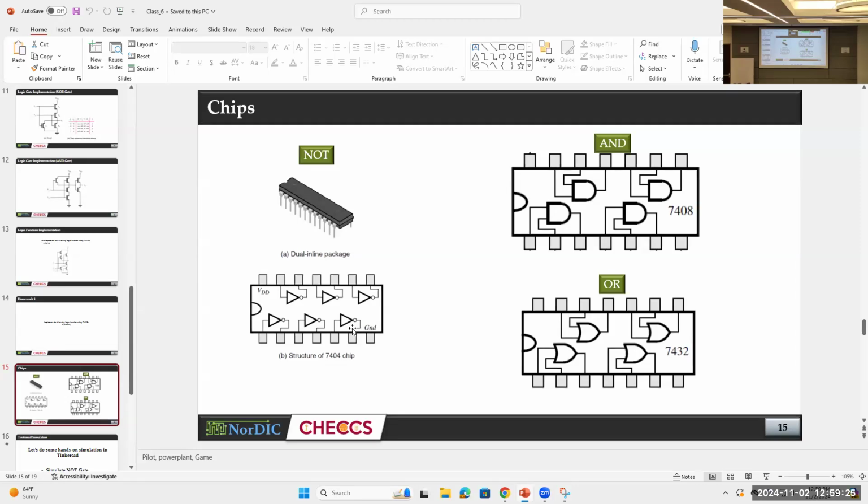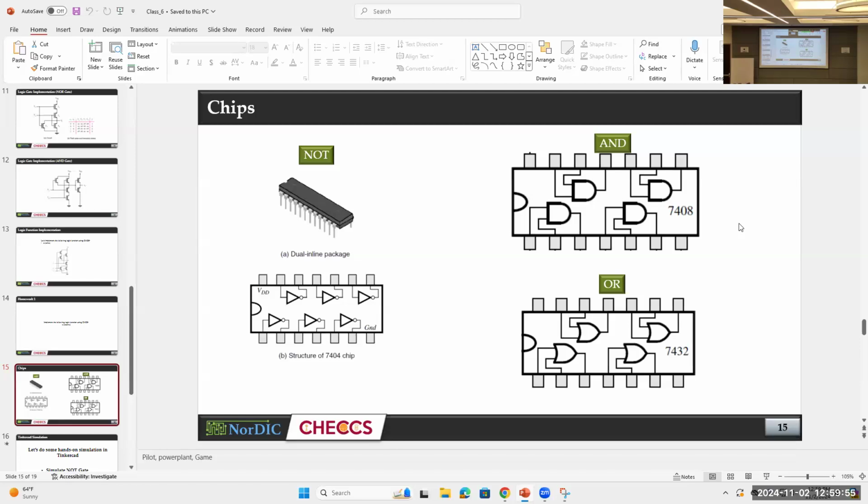If you do electrical engineering in your BSc, you will have to do projects using these chips. These chips are very cheap, not expensive. So if you do electrical engineering in your undergrad, you will have to use these gates, which are basic gates.